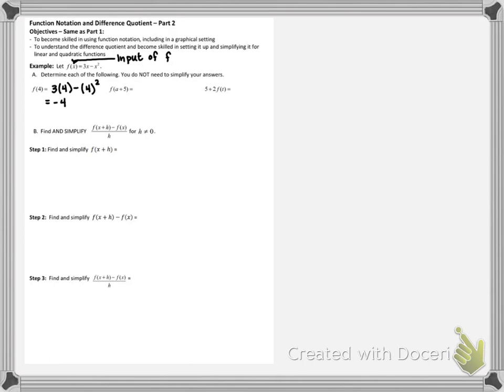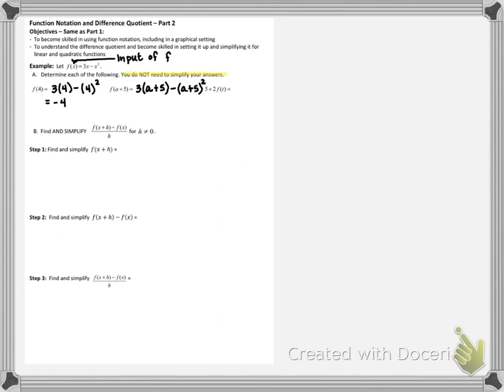The same is true if my input is not a number, but an expression. So if I want to evaluate for a plus 5, going from f of x to f of a plus 5, the x was replaced with a plus 5. So on the right side, I'm going to replace all of the x's with a plus 5. So 3 times my input minus my input squared. And we're not simplifying at this point. We're just showing how it gets plugged in.